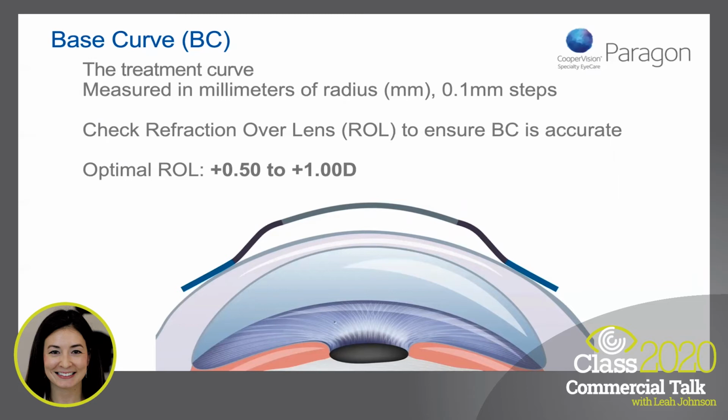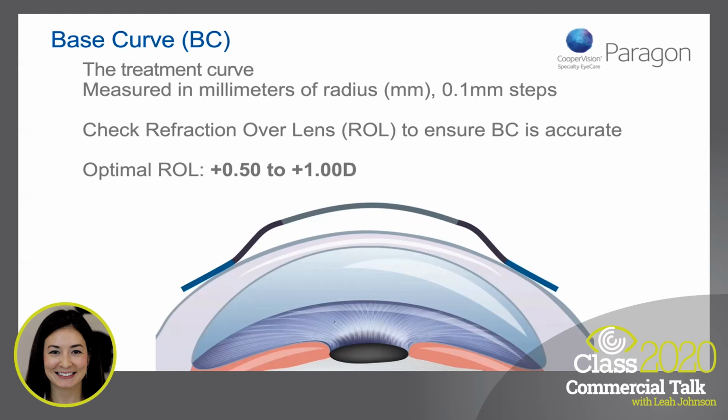The base curve is never adjusted to change the fit of the lens. So when do you know when to change the base curve? When the patient's subjective refraction over the lens, otherwise known as the ROL, is not 20/20, and the patient does not have a +0.50 to +1 ROL. So what does that mean?